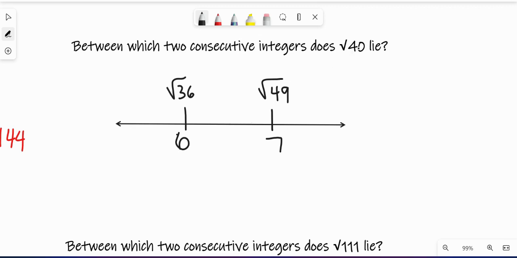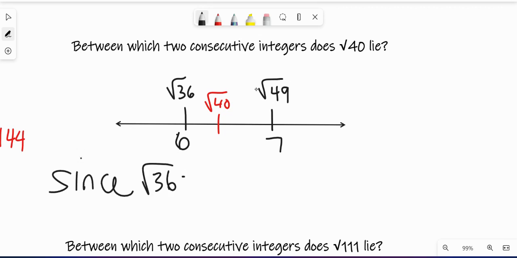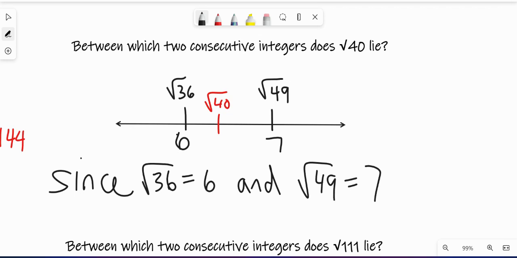Now, 40 is closer to 36 than it is to 49. So 40 is probably going to be somewhere in here, closer to 36 than it is to 49. So maybe like 6.4 or 6.3. All right. And our reasoning we're going to explain is since the square root of 36 equals 6 and the square root of 49 equals 7. That's going to be our reasoning.